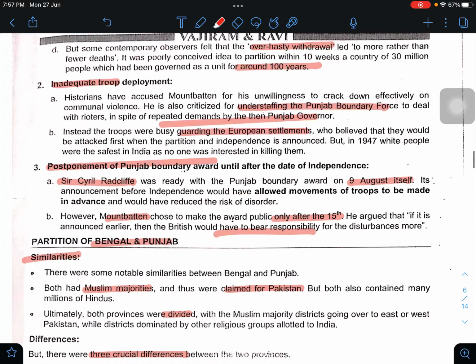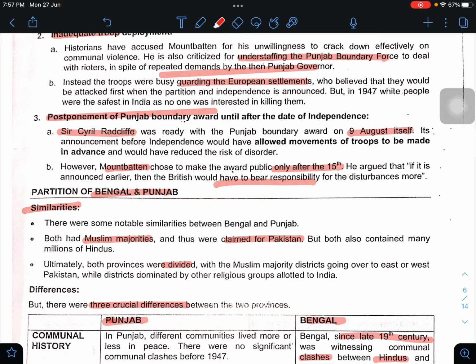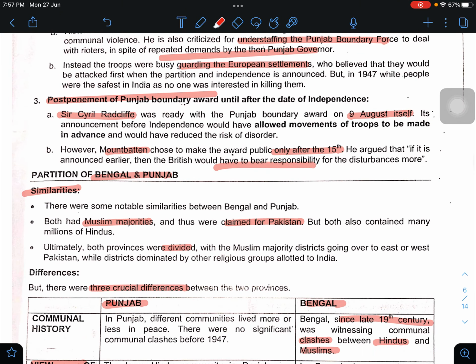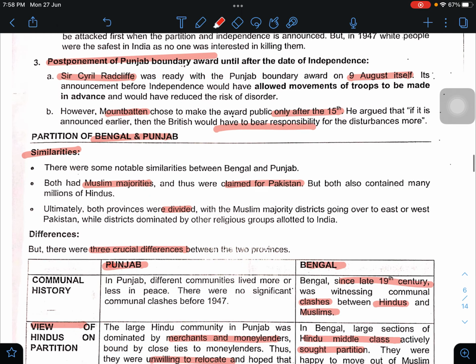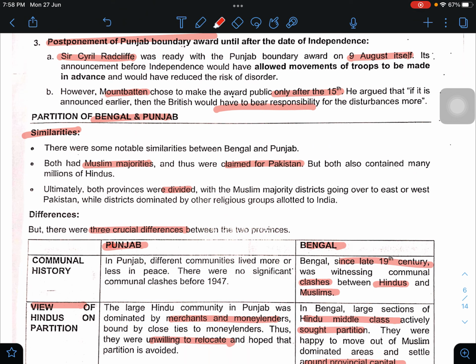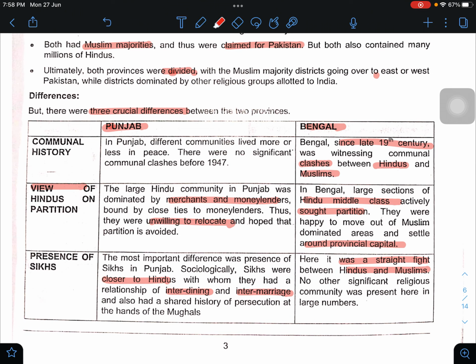So what were the similarities and differences we saw during the partition of Punjab and Bengal? Similarities: both had a Muslim majority, and ultimately both provinces were divided, with the Muslim majority areas going to East or West Pakistan. Differences: communal harmony. There was communal harmony in Punjab, but very little harmony in Bengal.